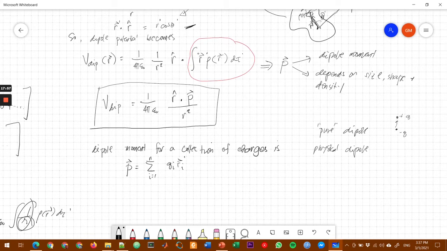So for a pure dipole, the distance between them is very, very small. You shrink it, and to compensate for this shrinking of the distance, your q must be very, very big, so as to maintain the same value. Okay, so we have qd, where d is very small, so the dipole moment can't be 0, it approaches 0, so your q must be big. So that is your pure dipole.